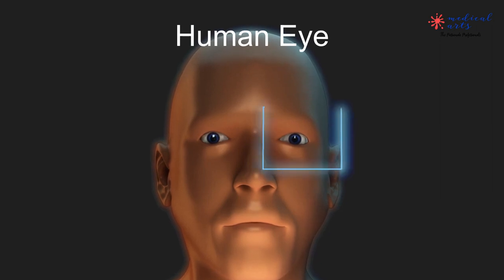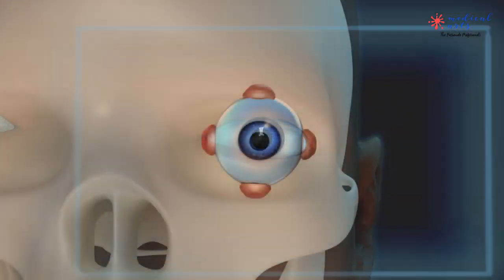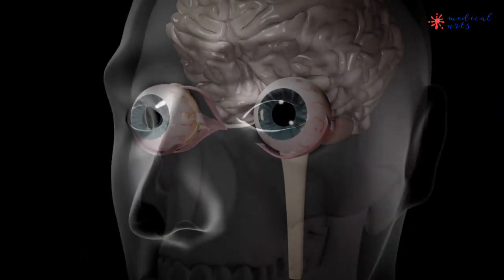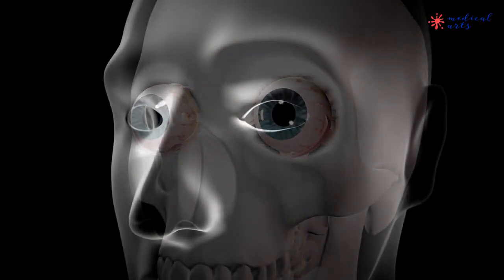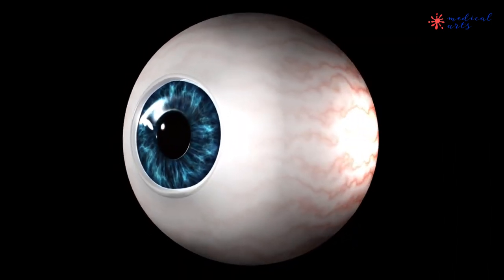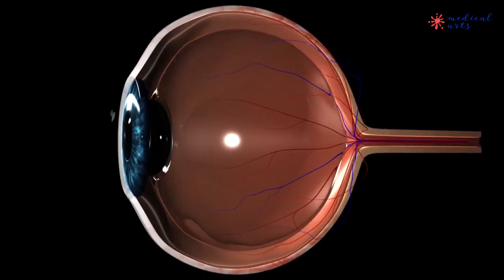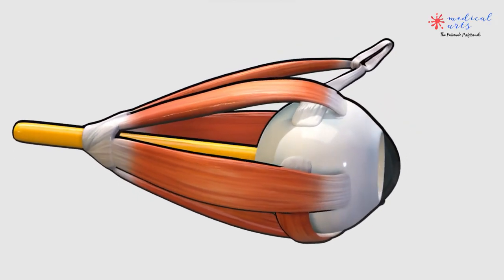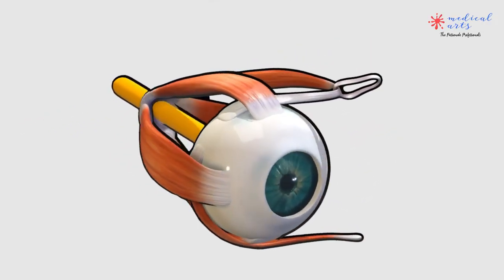The human eye is truly a marvel of nature, allowing us to see and experience the world around us. But do you know exactly what happens when you see an object? How does light enter your eye and translate into an image you can understand? Well, let's take a closer look at the anatomy and functions of the human eye.